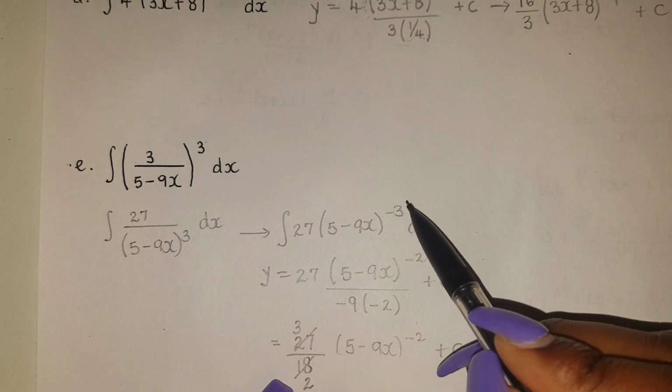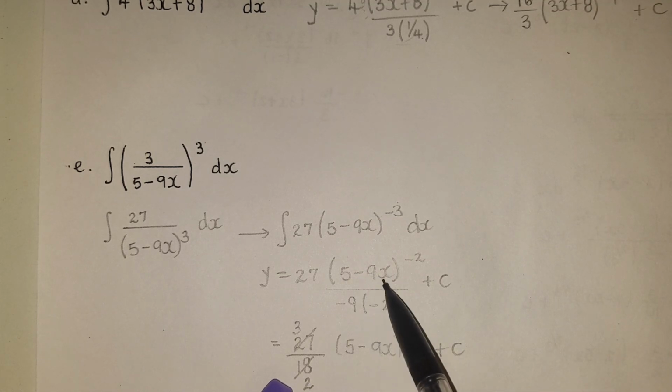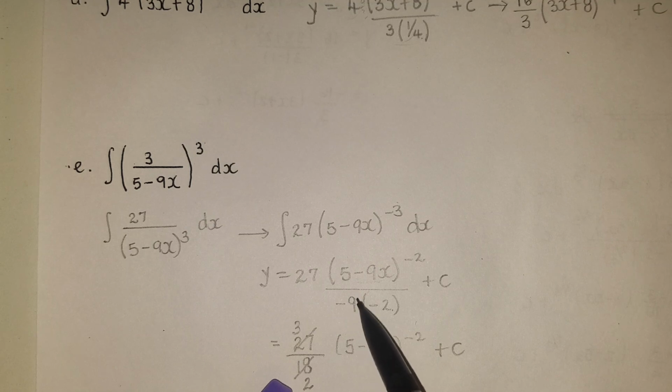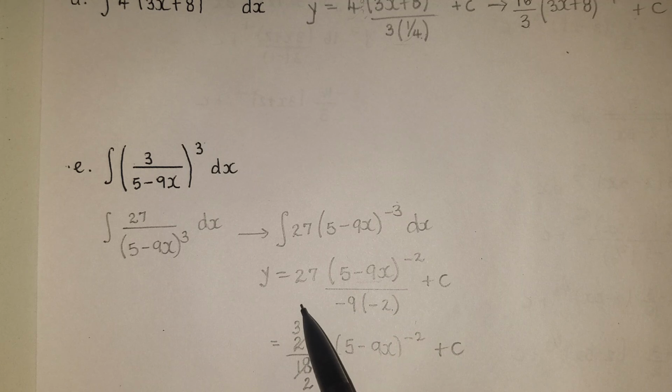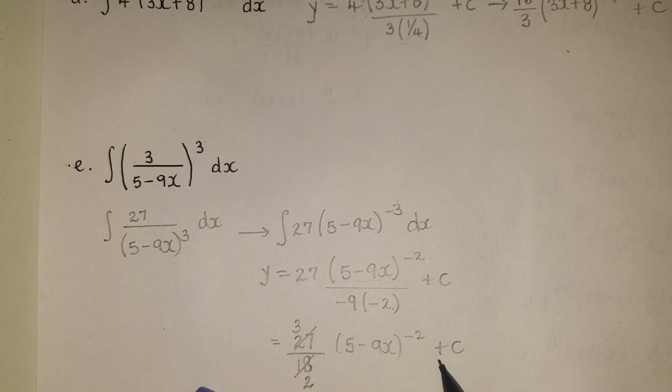We'll add 1 to our power to get negative 2 and divide by negative 2, which first gets multiplied by the coefficient of x. In this case is a negative 9. So negative 9 times negative 2 is a positive 18. So we now have 27 over 18, simplified is 3 over 2. 9 into 27, 3. 9 into 18 is 2. So this is our answer, 3 over 2, and our 5 minus 9x raised to a negative 2 plus c.